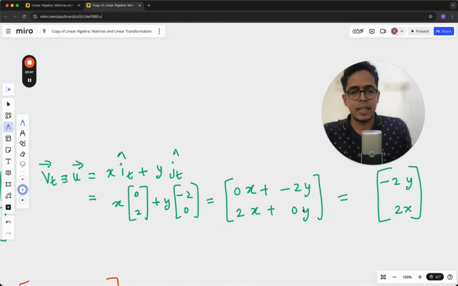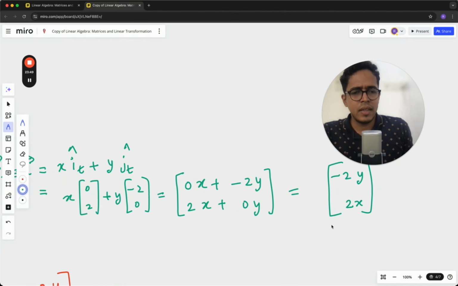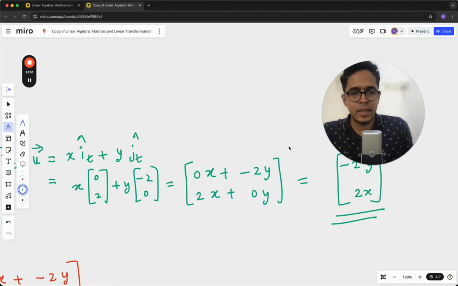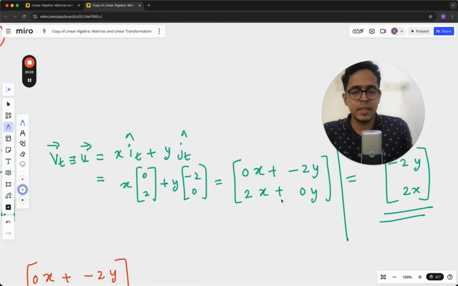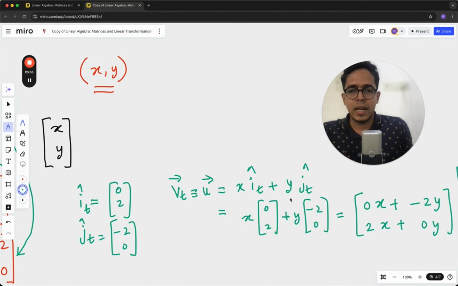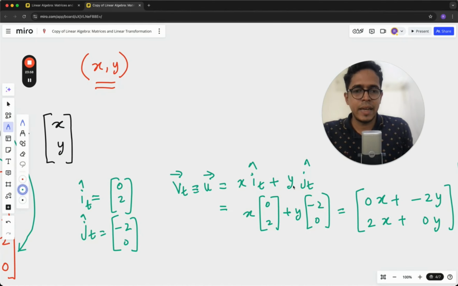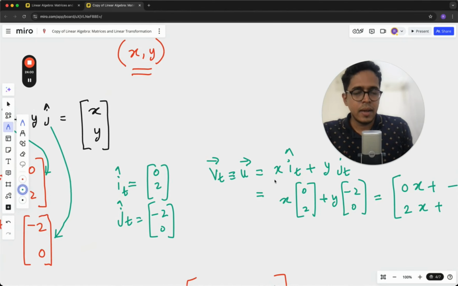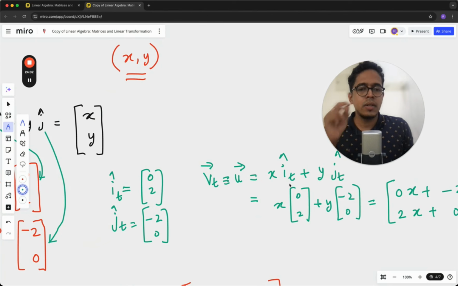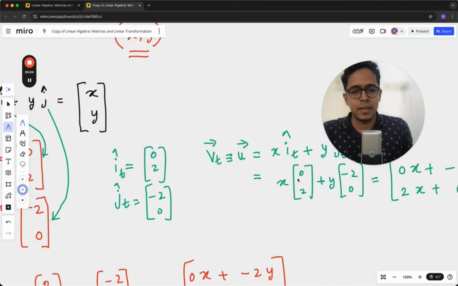So this is the transformation. But let's not focus on this part. Let us stop it until this point. Here, what we did is, to calculate the transformation, we simply use the same scaling factor on the transformed i and transformed j vectors.